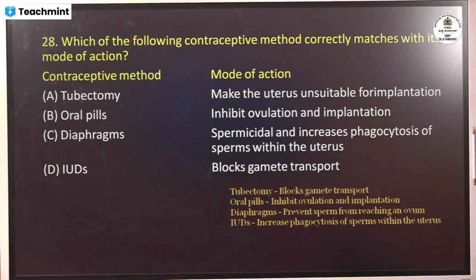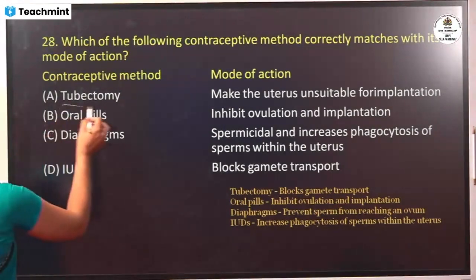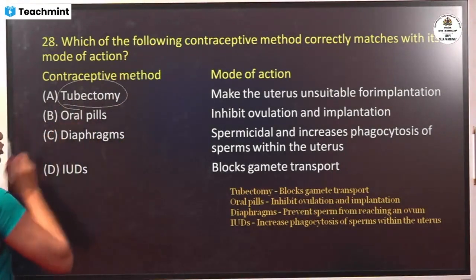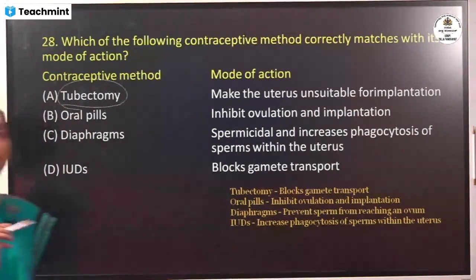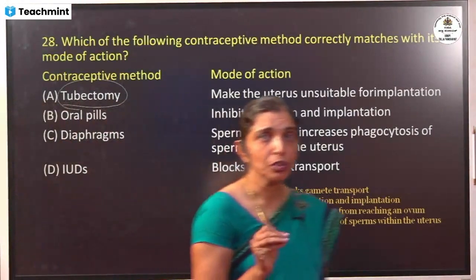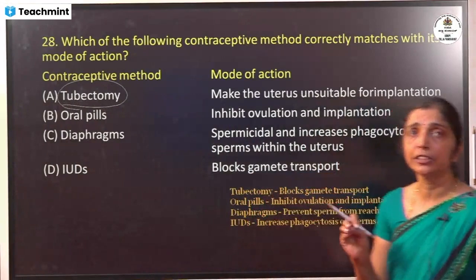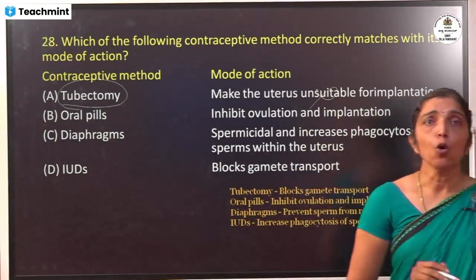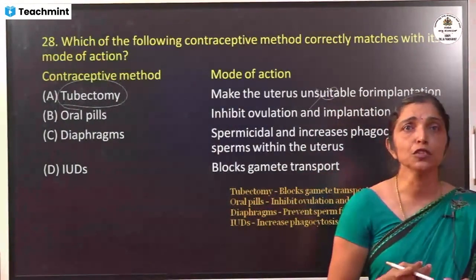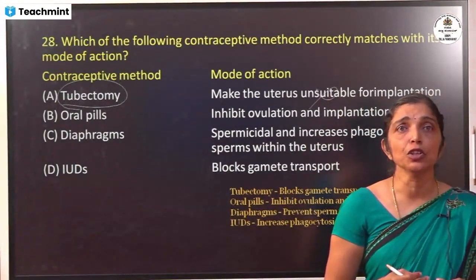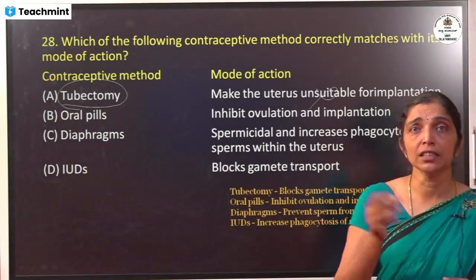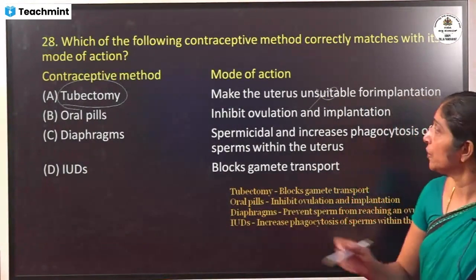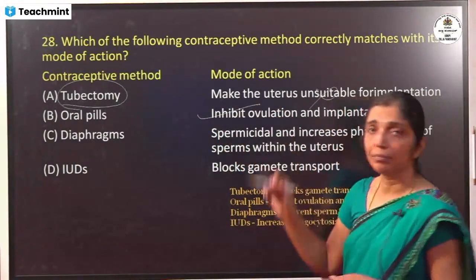So here, what is tubectomy? What is the mode of action of tubectomy? It actually blocks the gamete transport, so definitely this is not the right answer. Oral pills. Now, what is the function of the oral pills? It inhibits ovulation and implantation. So definitely this is right.